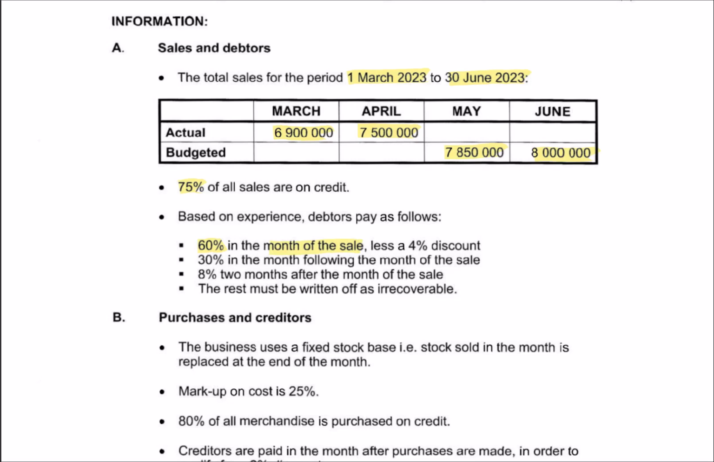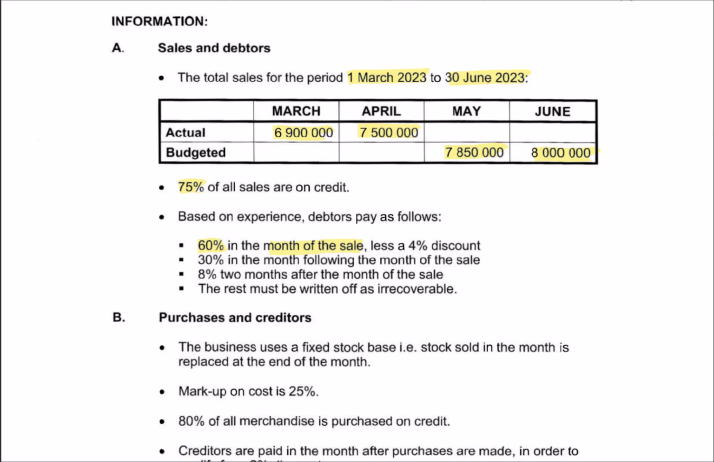Right, when they say 60% pay in the month of the sale, that means 100% of the sales are split this way. 25% is cash. Then on the 75%, 60% pay in the same month. Let's say you're looking at March. If in March we remove the 25%, which is cash sale, then the remaining 60% will still pay in March, because they say in the month of sale. Alright, you gotta be careful with the terminology.